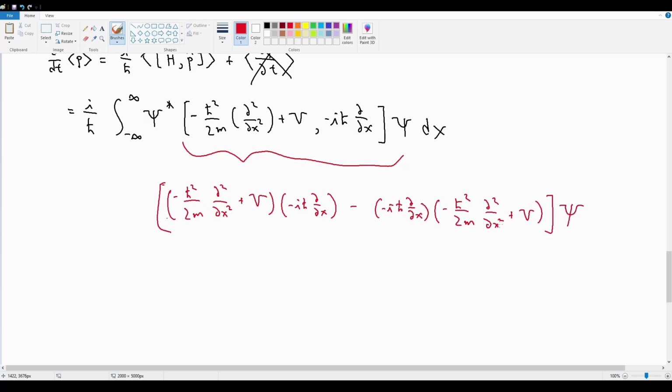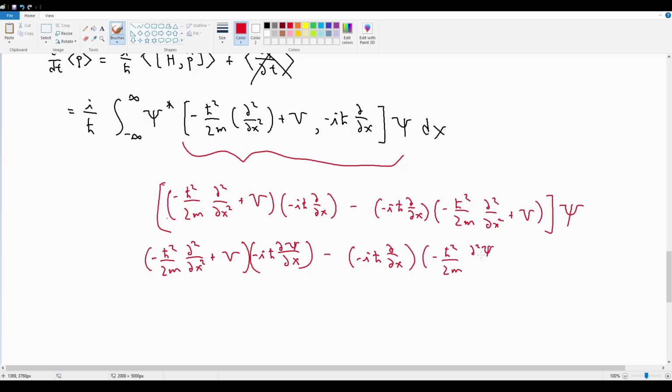Okay, let's move the psi's in. So let's see. Oh god, negative h bar squared over 2m second partial with respect to x squared plus v. And then this is acting on negative i h bar partial psi with respect to x, minus negative i h bar partial with respect to x, negative h bar squared over 2m d2 psi by dx squared plus v psi, like that.